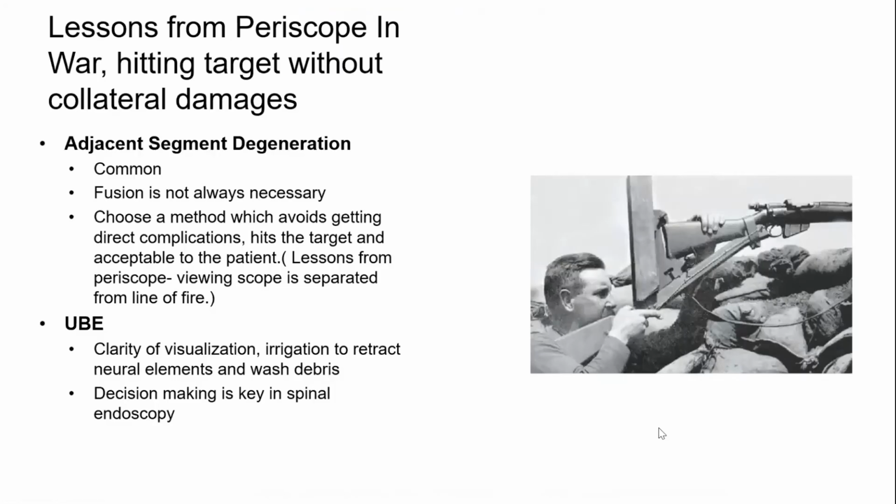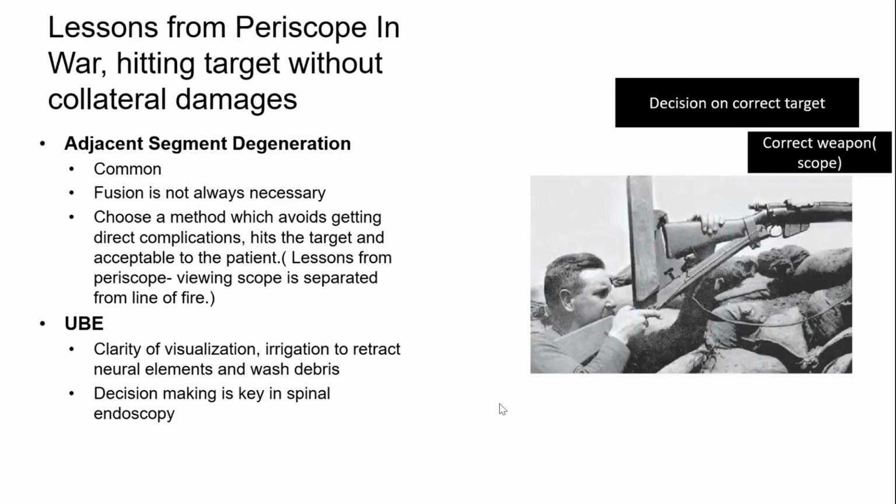So from these lessons of periscope in war, we try to hit the target without collateral damage. I think adjacent segment degeneration is common. Fusion is not always necessary. Choose a method that avoids direct complications. I think we try not to get a dural tear before we even start doing decompression. It's really depressing. So we try to hit the target and be acceptable to the patients.